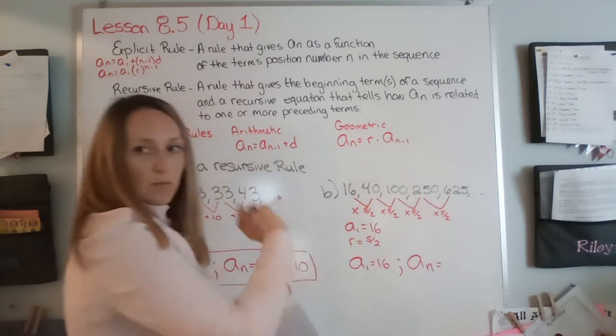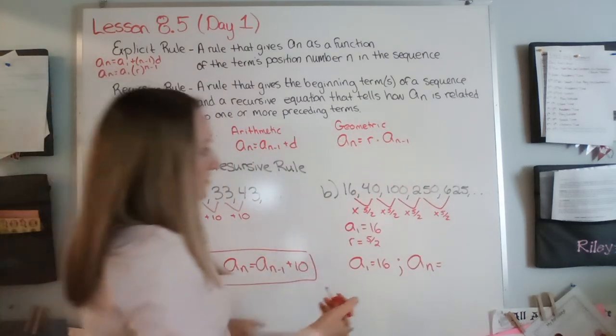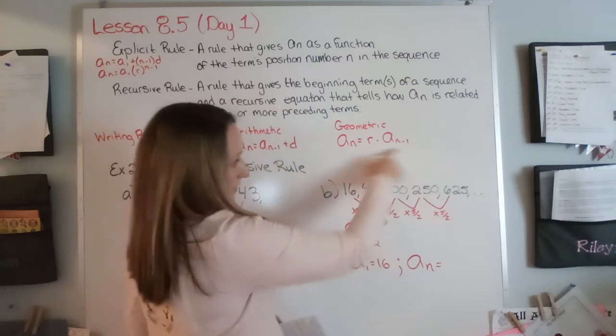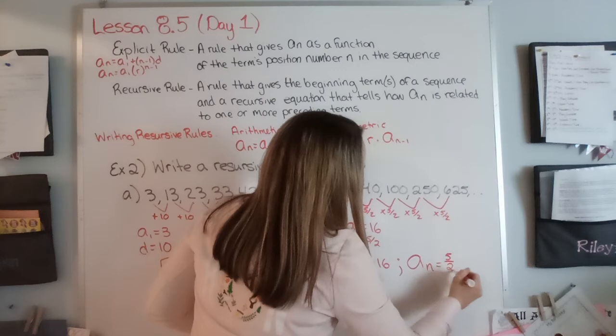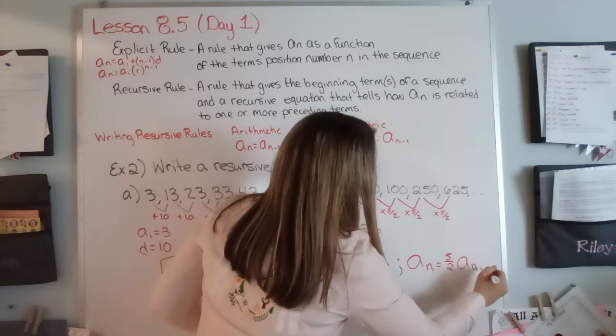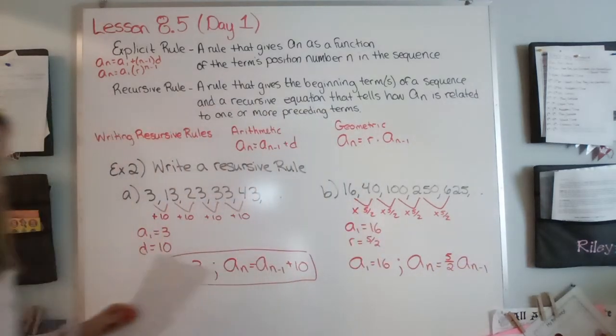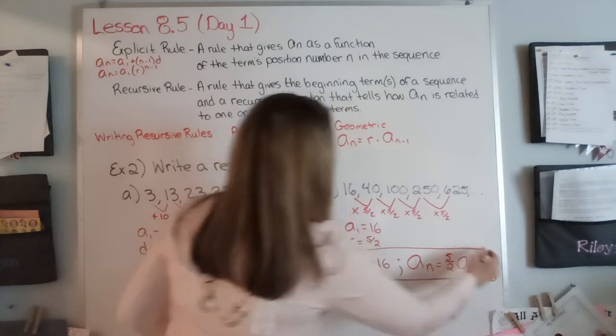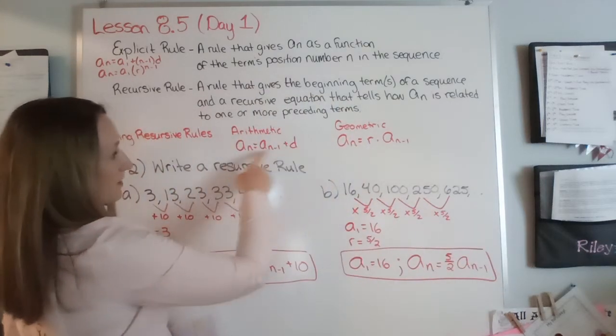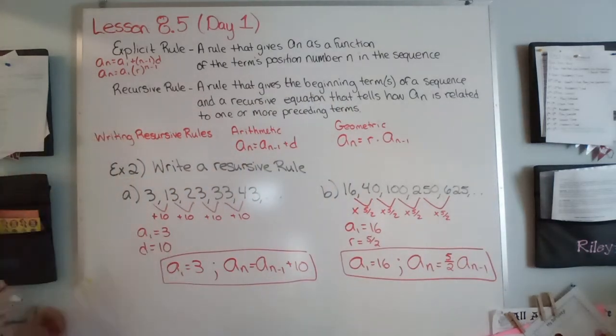It really doesn't matter if you put r on the end or the beginning. It doesn't really make a difference. They have it here, so I'll follow the rule. So it's 5 halves, and then a sub n minus 1. And that's it. All right, so remember, I'm following this rule for geometric, that rule for arithmetic. Okay, let's try 2 more.